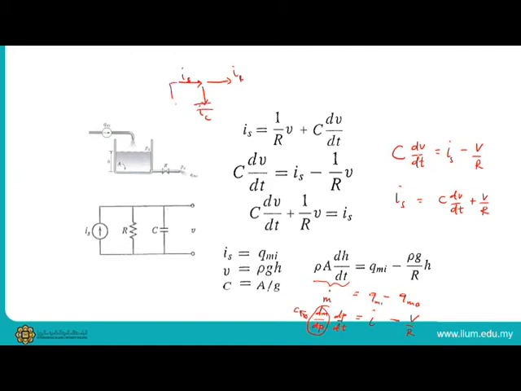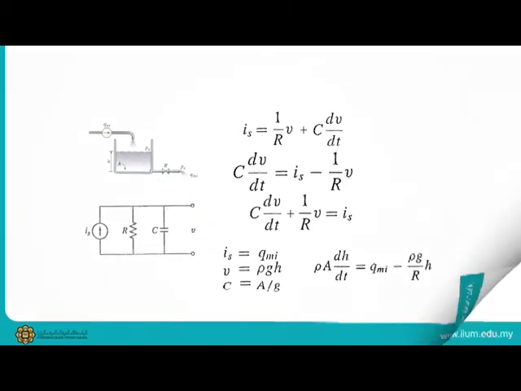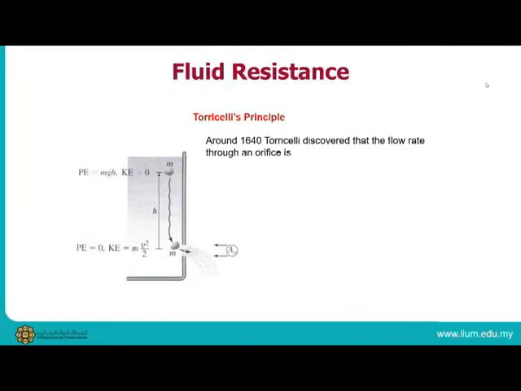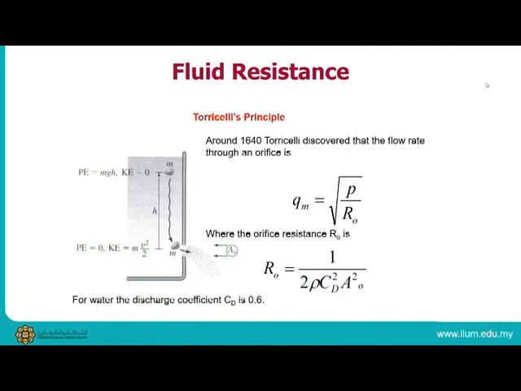This one is a current source, and then this one must be connected to the resistor, right? So that's how you draw the circuit diagram, similar to this one. Now we're going to discuss the Torricelli principle, where if we have an orifice, then Qm is equal to the square root of P over R0, and R0 is equal to 1 over 2 rho Cd squared A0 squared.